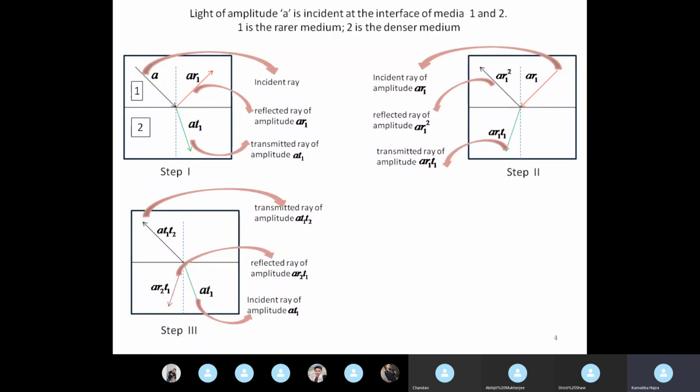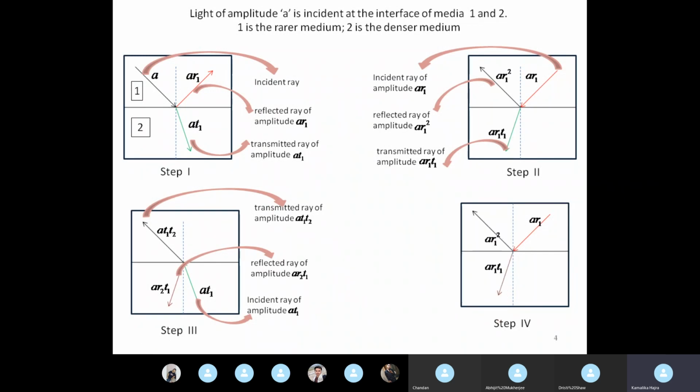Now comes the complicated part. Step 4. We still have the same pair of media 1 and 2 and the interface. First, we have the incident ray AR1, which produces the reflected and transmitted rays of amplitudes AR1 squared and AR1 T1. Next, I have the incident ray AT1. By itself it produces the reflected and transmitted rays of amplitudes AR2 T1 and AT1 T2.